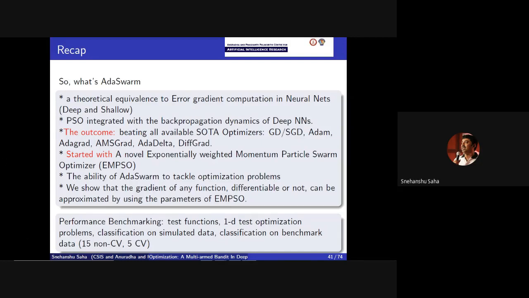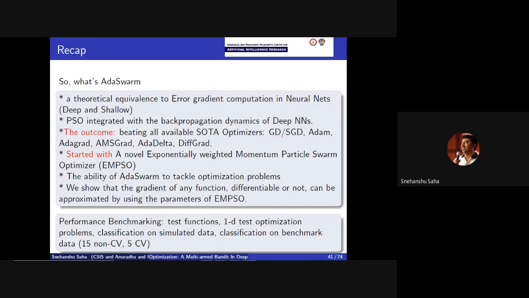Of course, in order to show that anything works, you have to benchmark it. So we benchmarked it against all available state-of-the-art optimizers, starting with gradient descent, stochastic gradient descent with momentum, ADAM, ADAGRAD, AMSGRAD, ADADelta, and DIFGRAD. DIFGRAD is relatively recent, a 2021 paper, and I think one of the authors of DIFGRAD is joining the BITS Hyderabad campus, if I'm not mistaken.